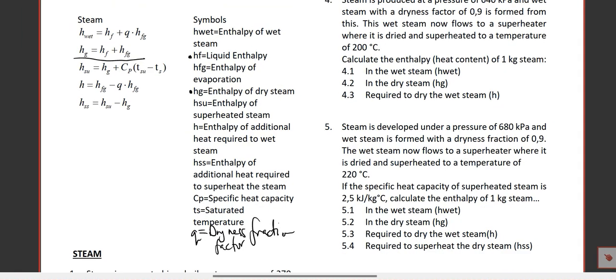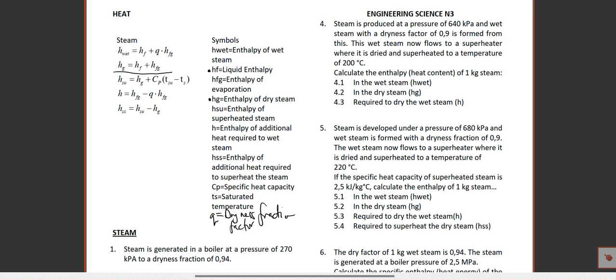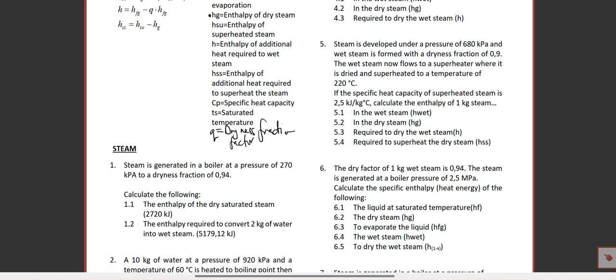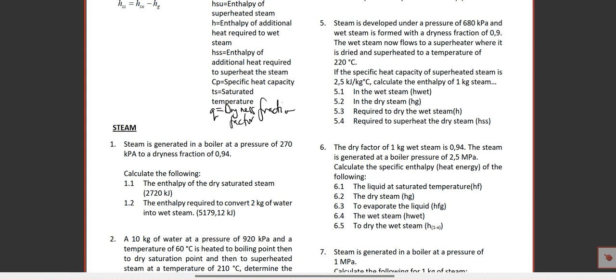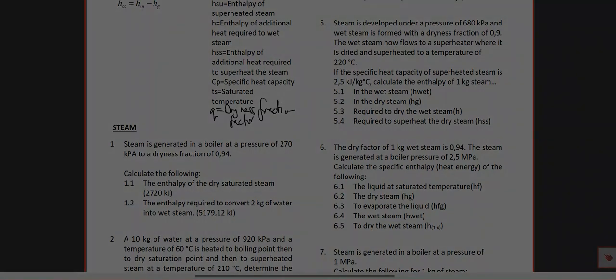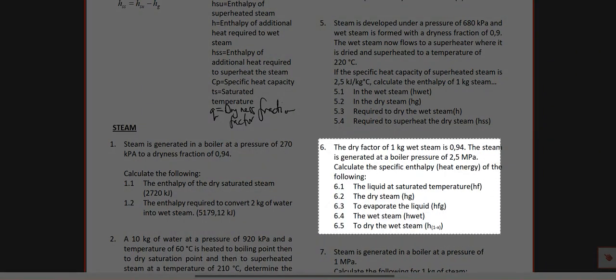Let's look at this one. They have a tendency of giving us data in a very interesting way. Let's do this one. Number 6.